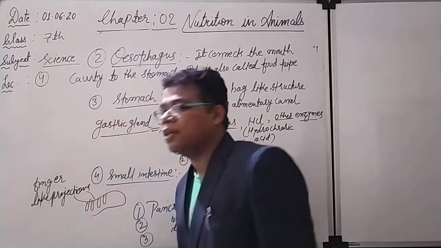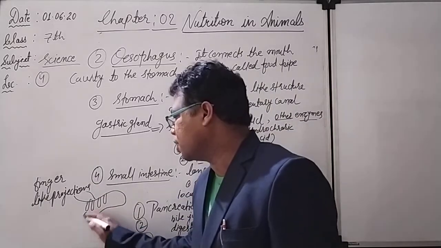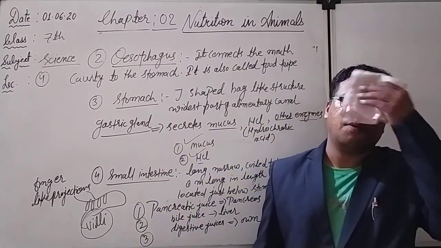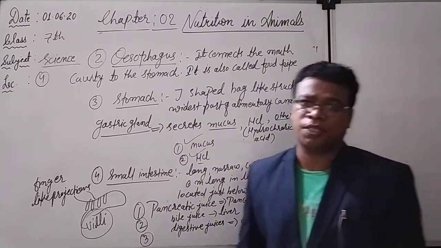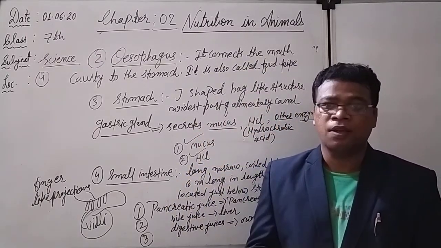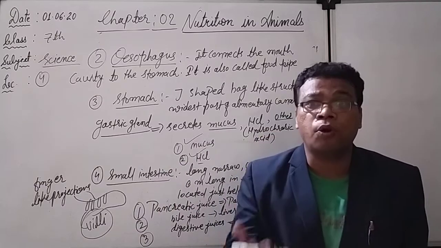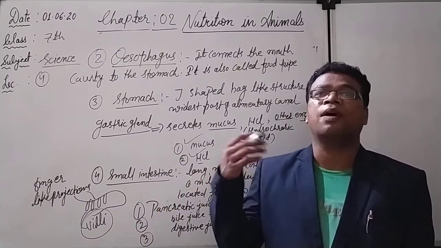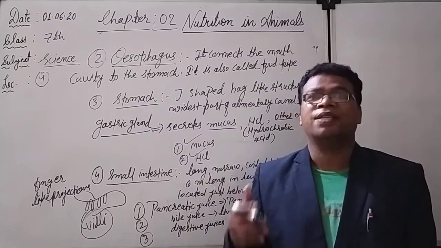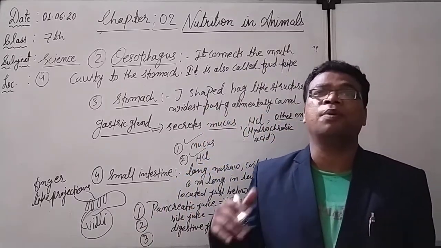What happens in the inner wall of the small intestine? Some finger-like projections are present there, and these are known by the name villi. And what is the role of the villi here? The nutrients present inside the food particles are absorbed by the villi. And what is present inside the villi? Many blood vessels are present inside the villi. So all these nutrients are taken up by the blood vessels.